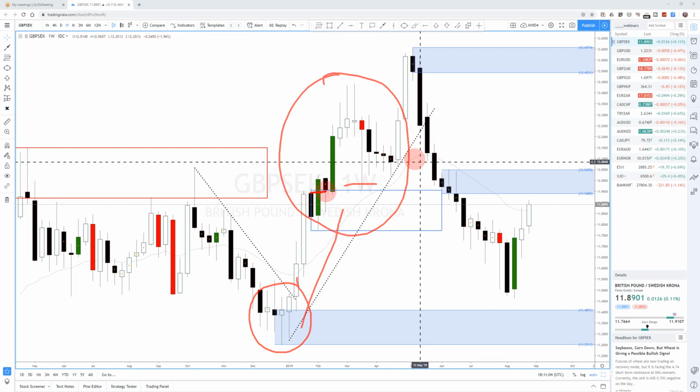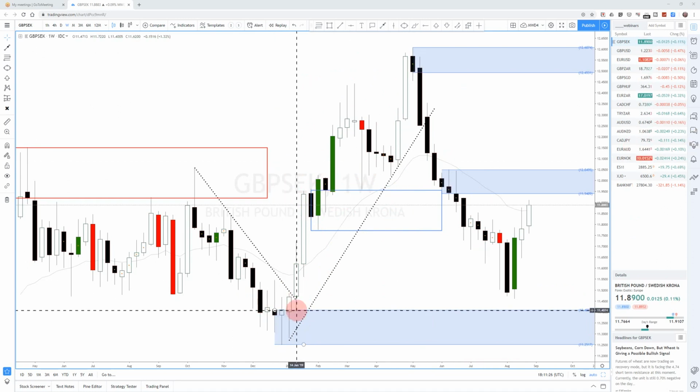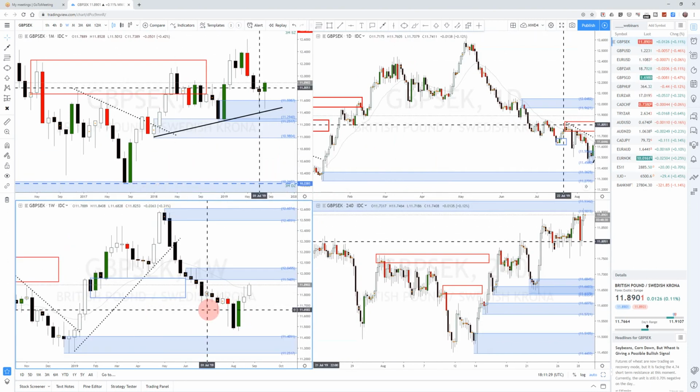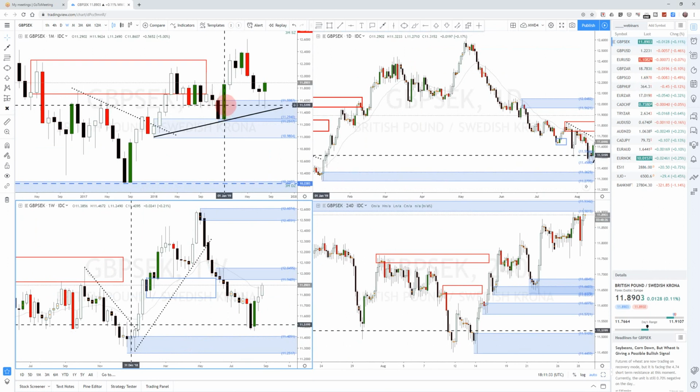We would have a weekly area of demand tested already, so we wouldn't be able to set and forget. But in this case, we have a clear nested level weekly area of demand. This weekly area of demand down there, look where it is, right there. Okay, look at the crosshair.